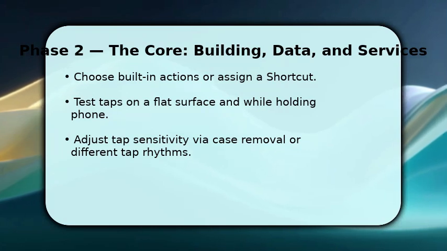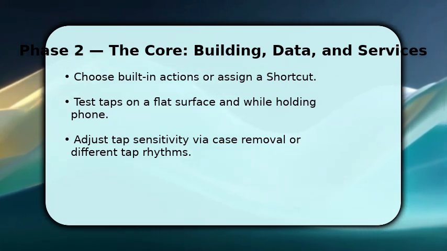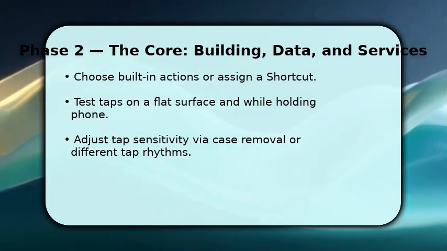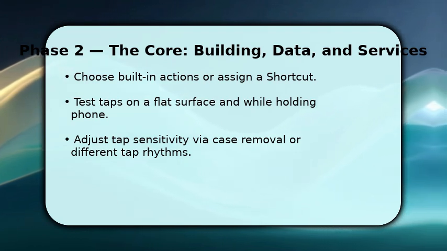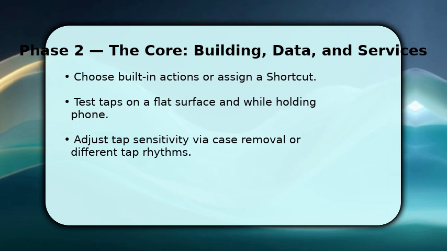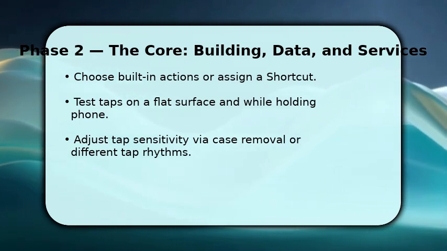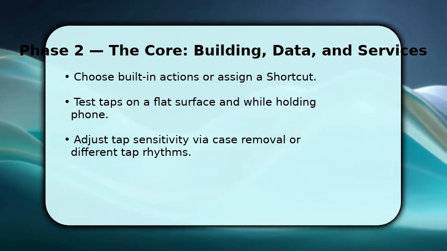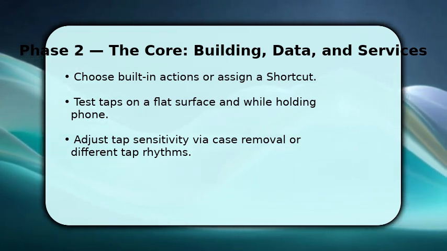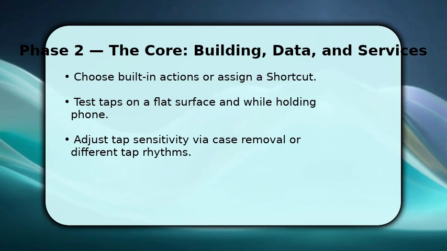Next, assign precise actions. Pick system commands like screenshot or launch a shortcut you created. You want reliable results, so test by double or triple tapping the back while holding the phone naturally. Then try taps on a hard surface to confirm consistency. If it misses, switch to a simpler action or refine your shortcut.